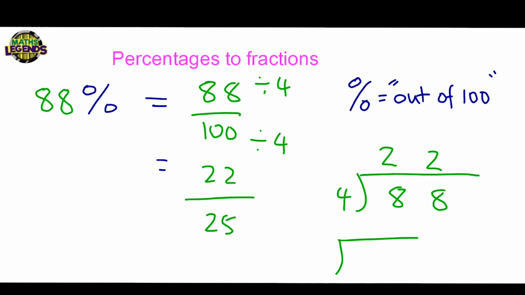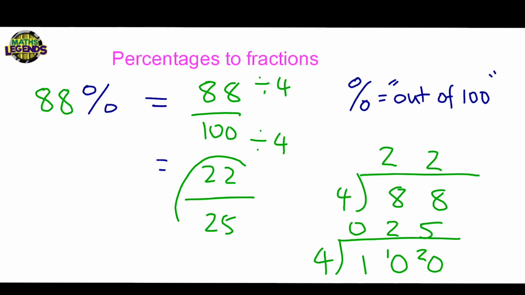Also, we can do this using the bus stop method. So 4s into 1 is 0. We carry the 1 across. So 4s into 10 is 2. That takes us up to 8. So we've got 2 to carry forward. And 4s into 20 is 5. So hence it's 25. Now this is in the most simplified format. So 88% is equal to 22 over 25.